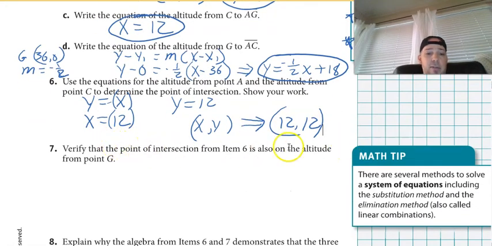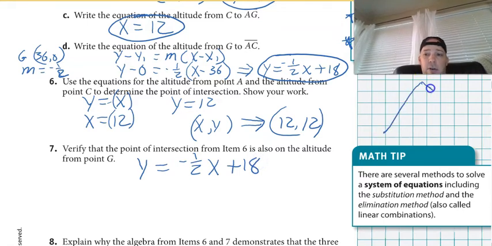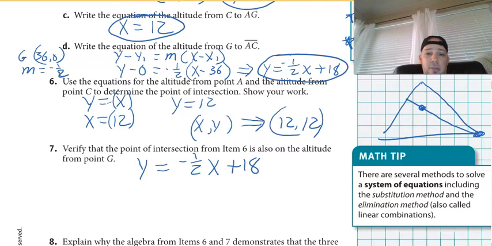What about verify the point of intersection from item 6 on the altitude from point G? So let's check and see if this solution set also works in this equation. We can just see if this point is on the line, because if it is, it goes through that point. So we could plug into y equals negative 1/2 x plus 18. This is the equation of the line from G over this direction, and we're going to see if it goes through the point (12, 12). We're going to plug in (12, 12) and see if it's a solution set, see if that point is on the line. All right, so my y value I can plug in is 12. My x value I can plug in is 12.